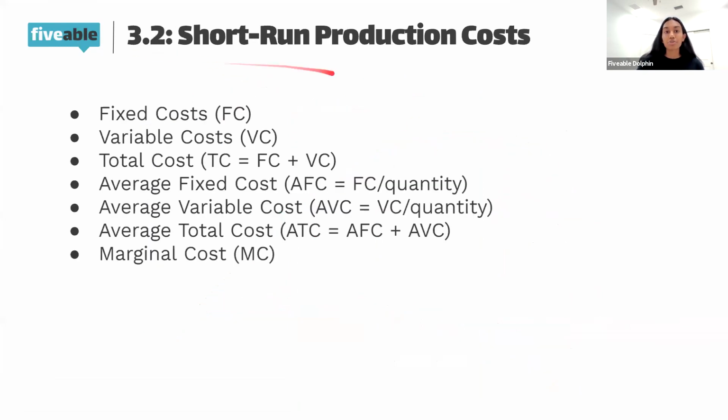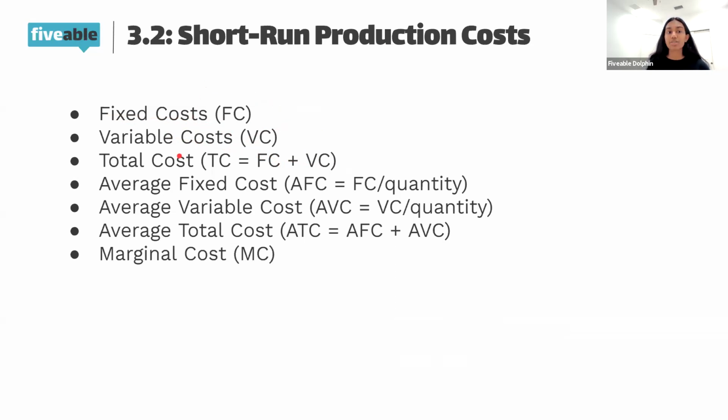And there are some short run production costs here. So there's quite a few of them. So fixed costs are costs that don't depend on the amount of a good that's being produced. So like wages, rent, insurance, things like that, those are all fixed costs because it doesn't really matter how much of a good or service that you produce, those costs will be the same.